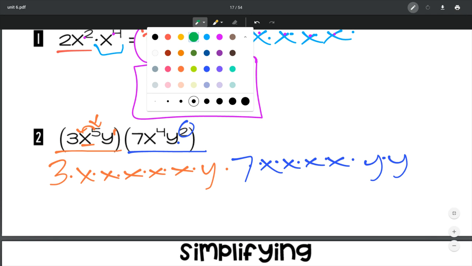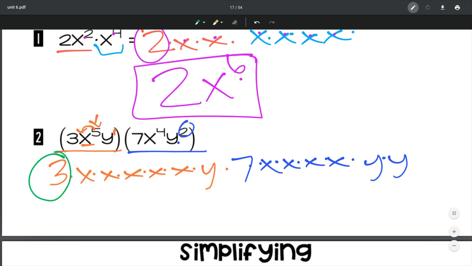So right here, what's happening is you have a 3, and the 3 can only be multiplied by another number. So it would only be able to multiply by that 7, giving you 3 times 7, which is 21. And then you've got your variables of x and y. The exponent on this x is going to be 1, 2, 3, 4, 5, 6, 7, 8, and 9.